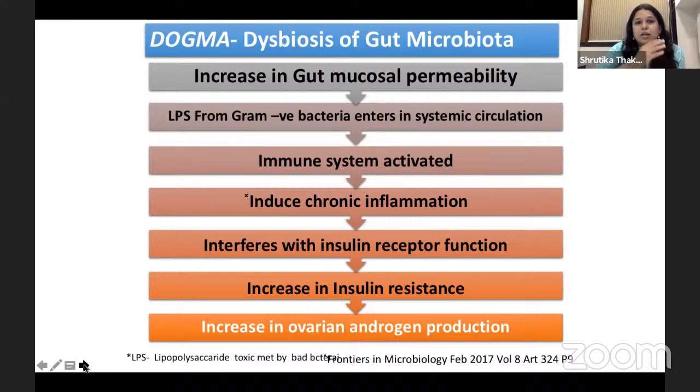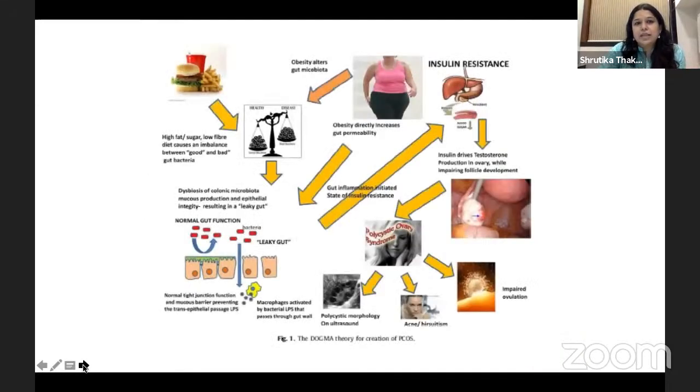When there is an increase in gut mucosal permeability, there is more secretion of lipopolysaccharides from gram-negative bacteria that may be affecting the gut. It may be inducing a chronic inflammation, and that might be interfering with insulin receptor function. This is what is thought by a lot of scientists. We really need more evidence to understand this pathophysiology in more detail.